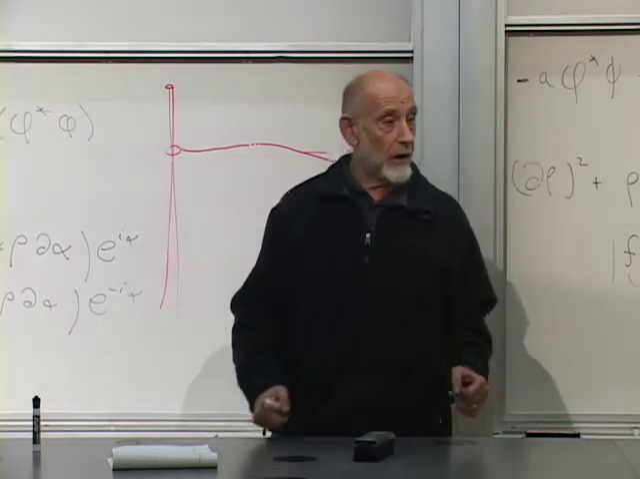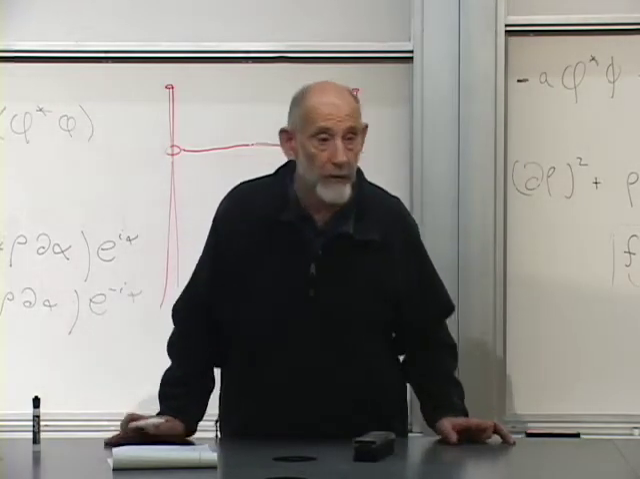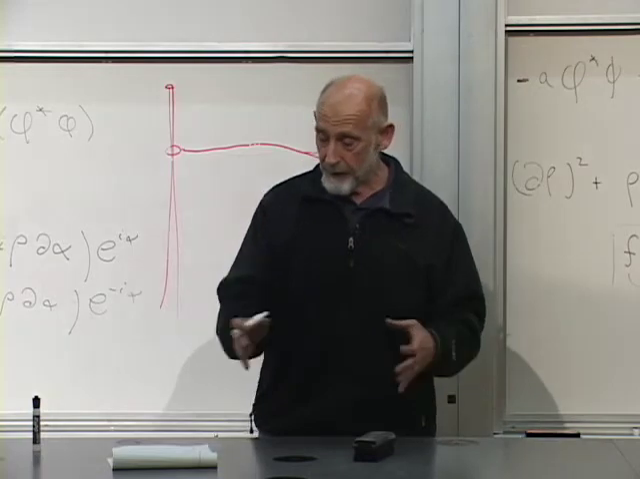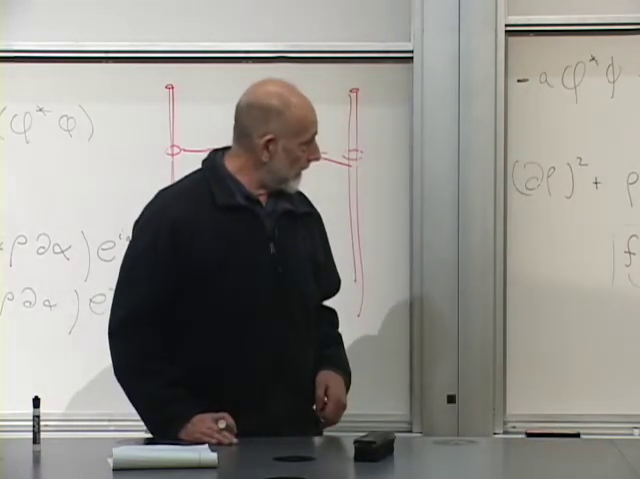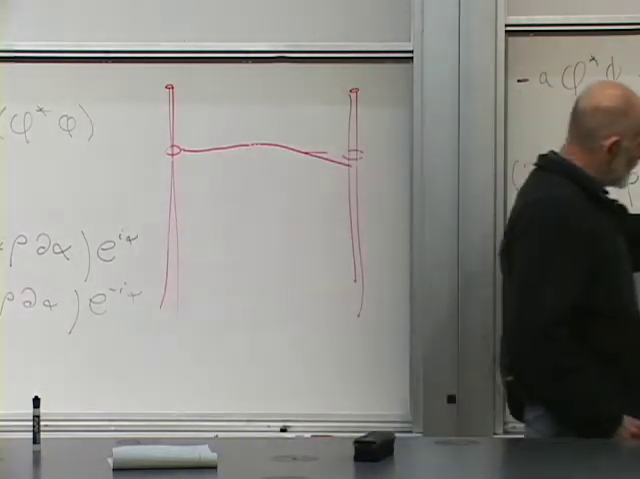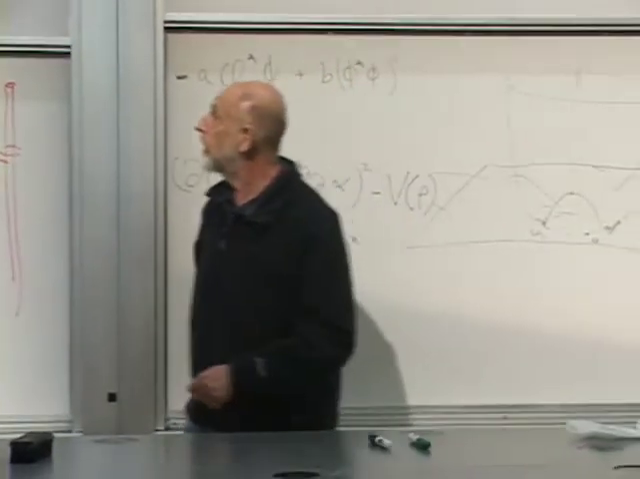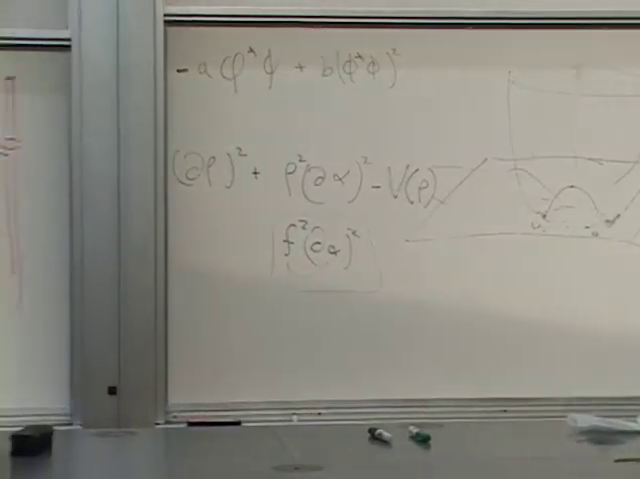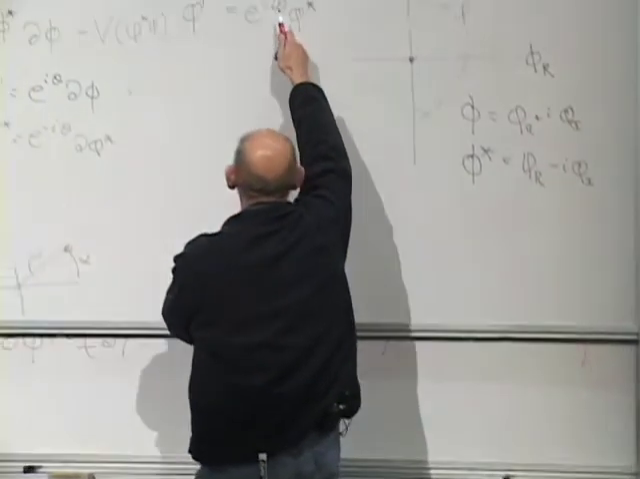Spin waves are Goldstone bosons of rotational symmetry. Okay. And this field is the Goldstone boson of a U1 symmetry. Of a U1 symmetry here.